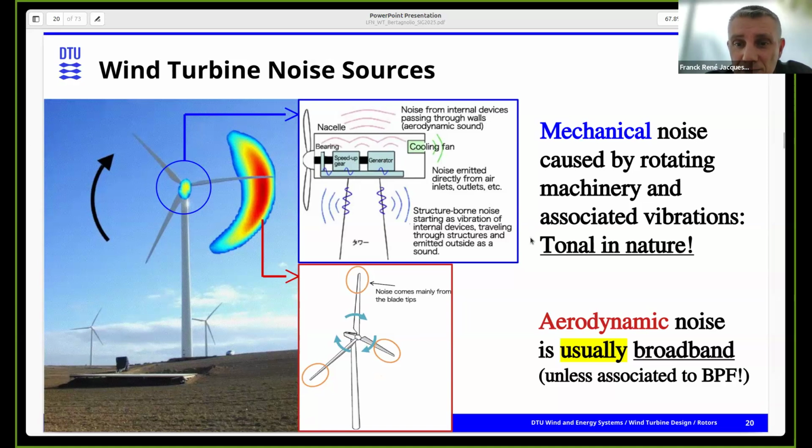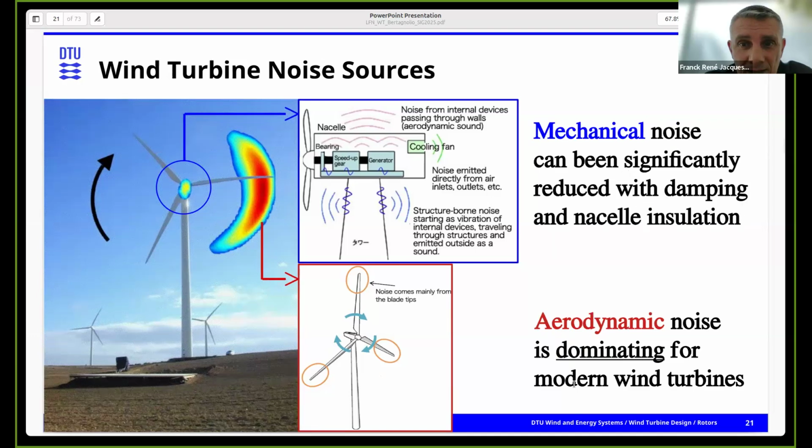And all of them are tonal in nature. Then towards the tip of the airfoil, which is traveling the fastest across the air, you have aerodynamic noise, which is usually broadband. But we see that in the context of low frequency noise, it can be tonal because it will be associated with the blade passage frequency when it passes by the tower. Both of them, mechanical noise and aerodynamic noise, can generate low frequency noise and infrasound.